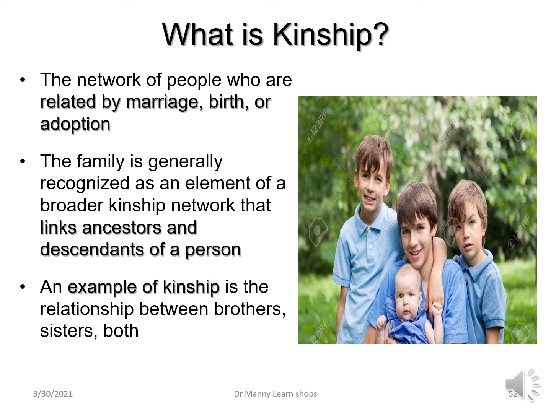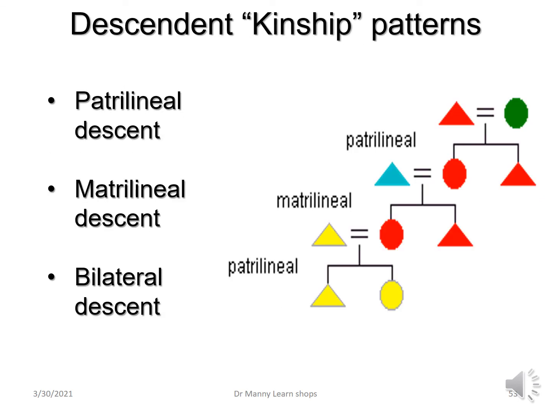When we look at kinship, kinship is considered to be a network of people who are related by marriage, birth or adoption. And the family is generally recognised as an element of a broader kinship network that links ancestors and descendants of a person. An example of kinship is the relationship between brothers, sisters or both. When we talk about descendant kinship patterns, you've got patrilineal, matrilineal, bilateral descent.